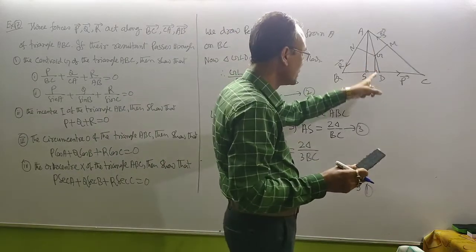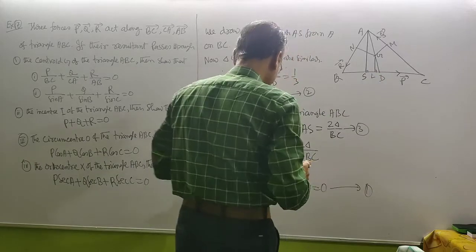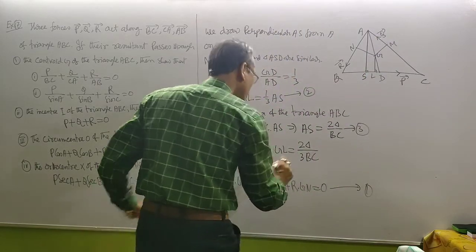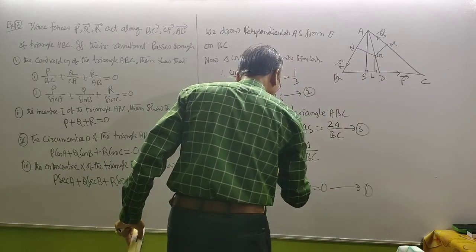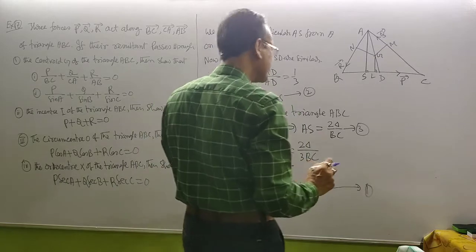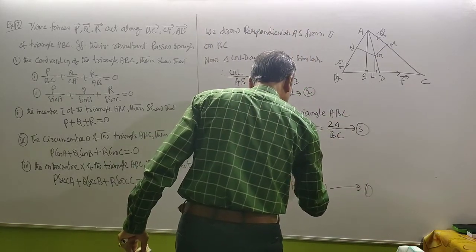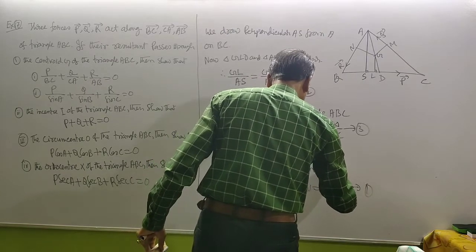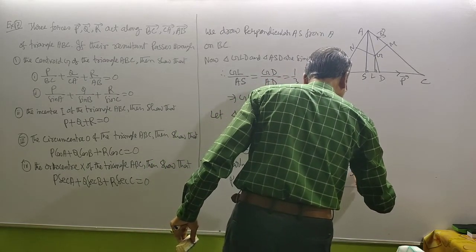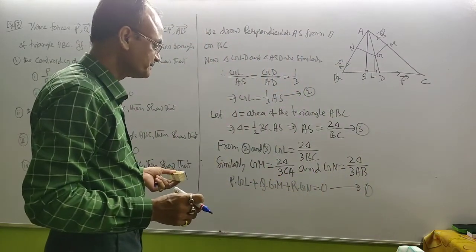Similarly, GM equal to what? GM will be equal to twice the area of the triangle divided by 3 into CA. GM equals 2 delta divided by 3 CA. And GN equals 2 delta divided by 3 AB. You will get this one.